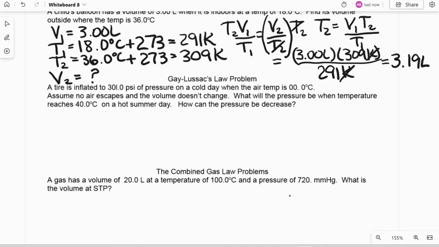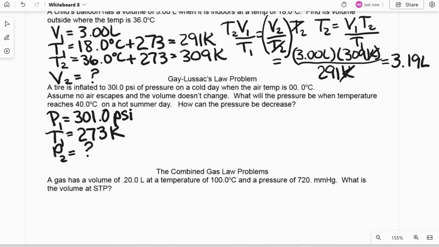So let's write down what we have here. The pressure, this unit is PSI. PSI is pounds per square inch, and the conversion factor is 14.9 pounds per square inch is equal to 1 atmosphere. The temperature here is 0 degrees Celsius, which is, add 273, is 273 K. What will the pressure be when it reaches a temperature of 40 degrees Celsius on a hot summer day?